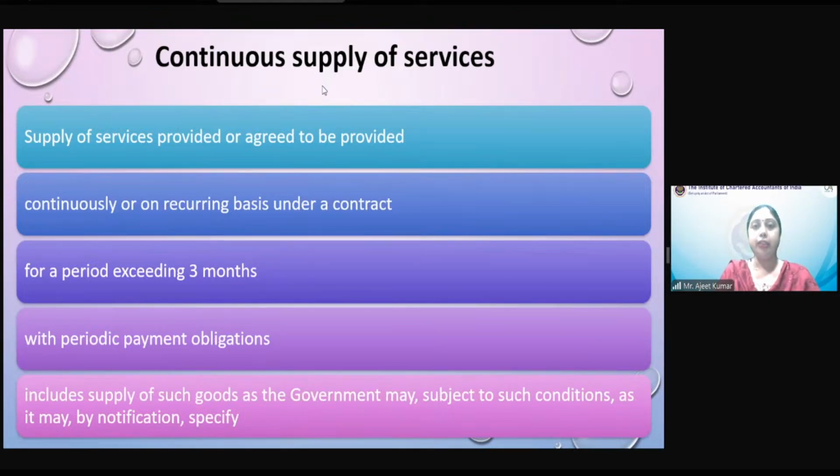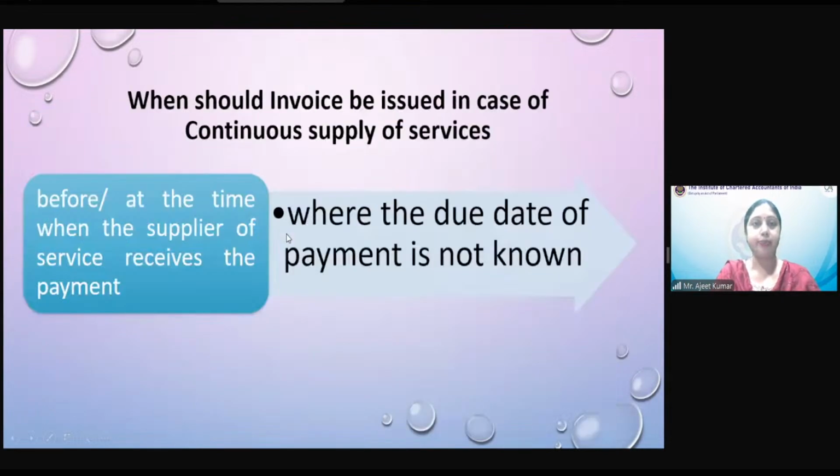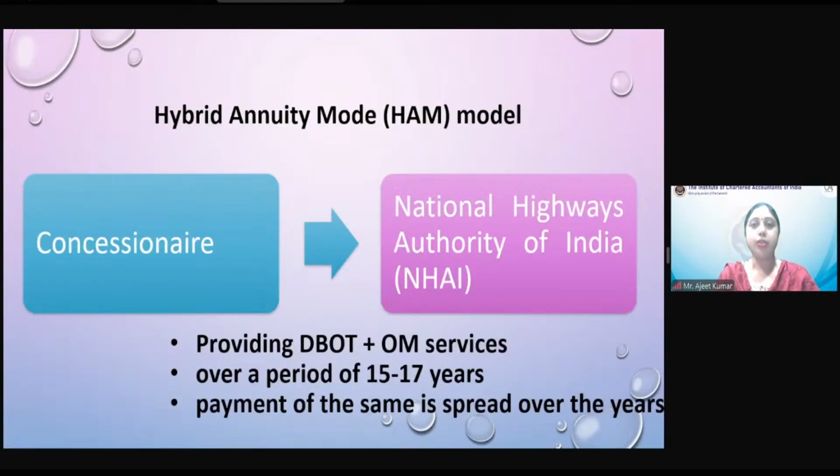For that, we first have to see the definition, because this is a continuous supply of services. But before that, let's not quickly come to the conclusion that this is a continuous supply of services. Let us first see the DBOT model, where DBOT means design, build, operate, and transfer. Once the concessionaire constructs the road, it transfers it to NHAI.